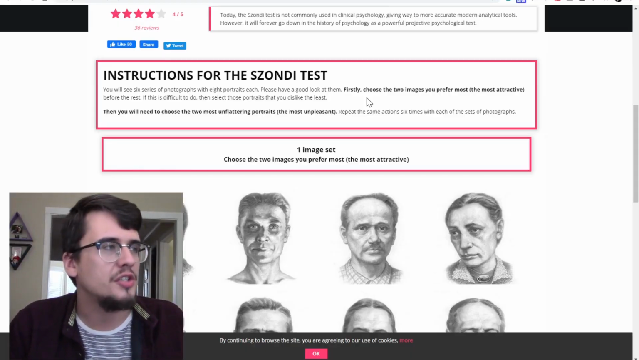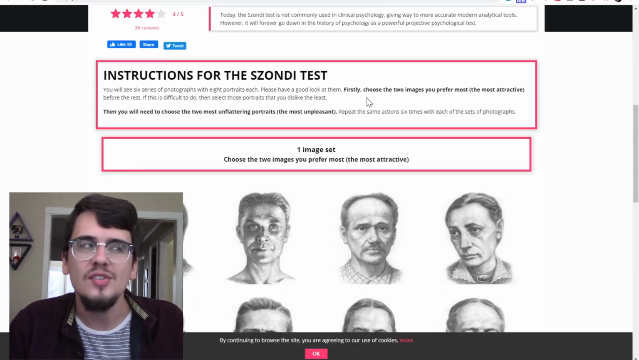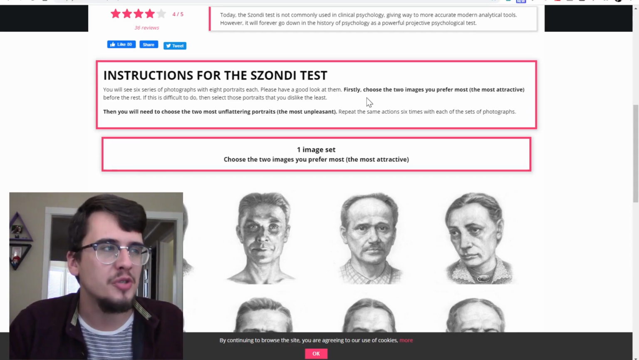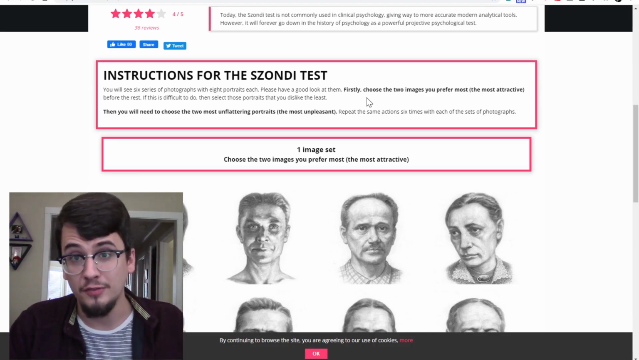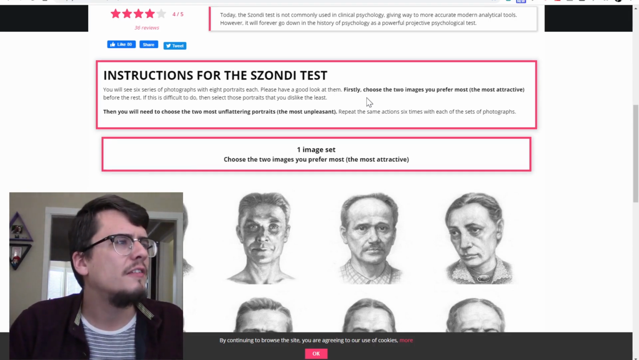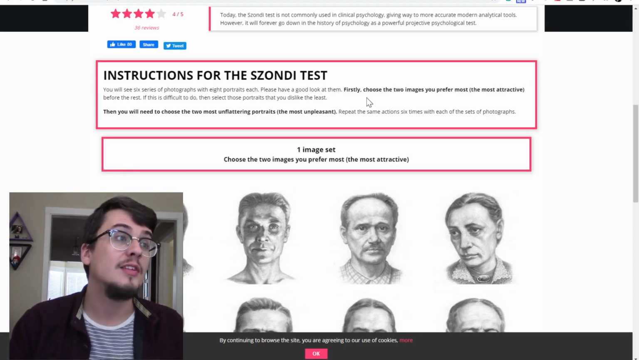So, instructions. You will see 6 series of photographs with 8 portraits each. Please have a good look at them. Choose the 2 images you prefer most, that you find the most attractive. If this is difficult to do, then select those you dislike the least. Okay. Then you will need to select the 2 most unflattering portraits, the most unpleasant.